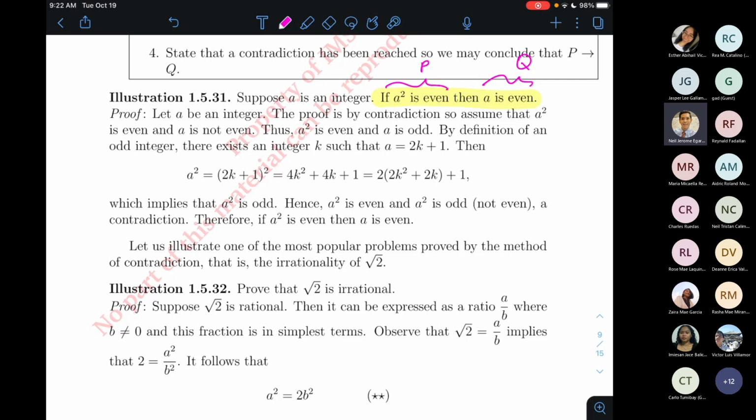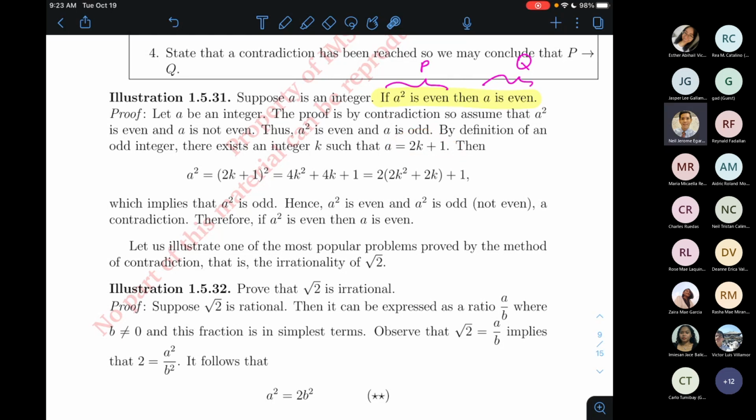Okay? Tapos inassume niya na si Q ay false, so dapat si A ay odd for the sake of contradiction. Kasama sa premises yung A squared is even. So ang premises nating pinaglalaroan ngayon ay A squared is even and A is odd, kasi nga by contradiction yung proof. And then we'll try to get a contradiction. Dahil yung supposition si A ay odd, sinulat niya si A as 2k plus 1.